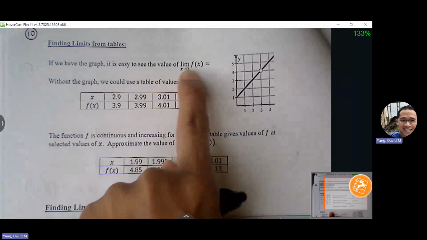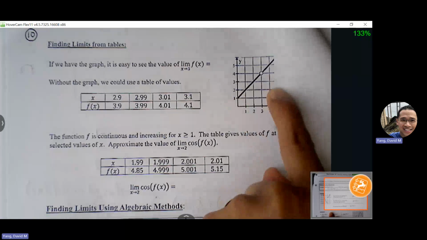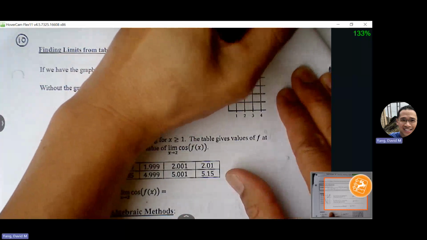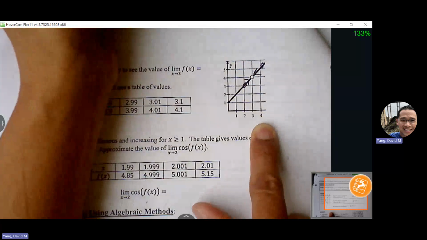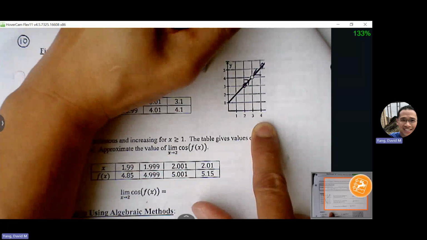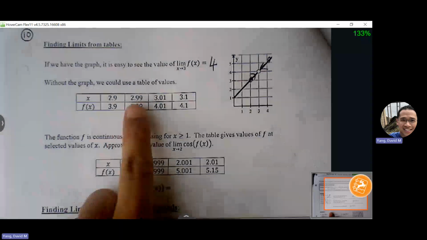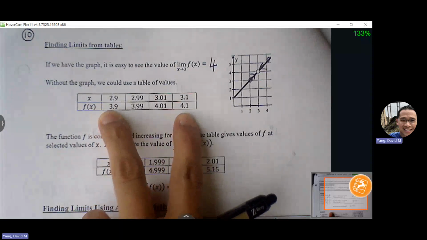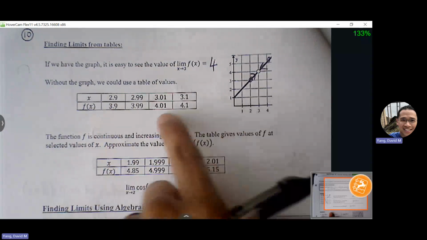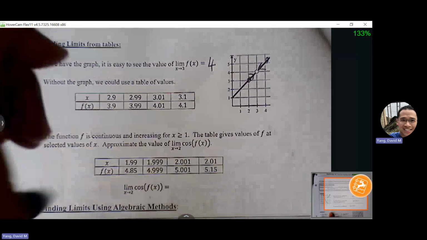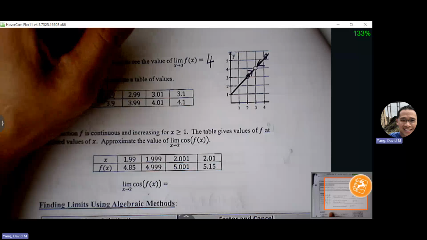So here it's easy to see the limit as x approaches 3. If I pick points on either side, and if I draw arrows towards 3, the y value is headed towards 4, right? We see that consistent movement towards 4. We can also tell this by looking at the table of values. This is describing the same thing as this, but we can also find the limit by looking at these y values.